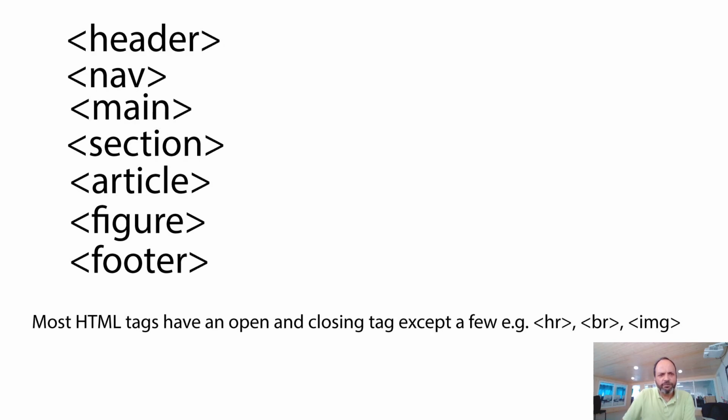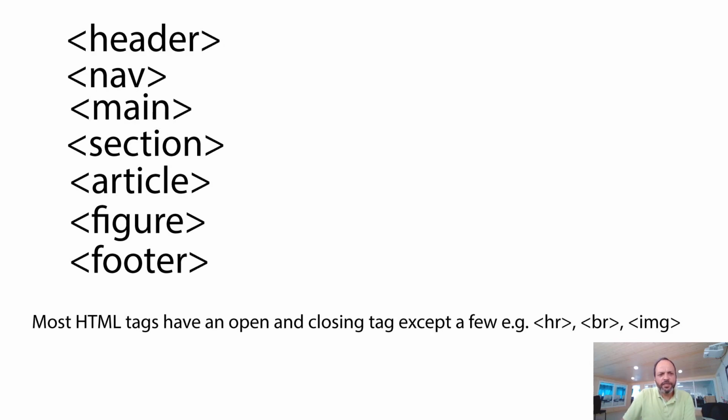Nav is a navigation bar. Main is the main part of your web page, and inside that main you can have sections. If you want to write an article, you can put the article tag there. It is basically to replace the paragraph tag. Then figure, where you can put photographs or other things and give captions to them. And then you have the footer, which is basically the bottom part of your web page.